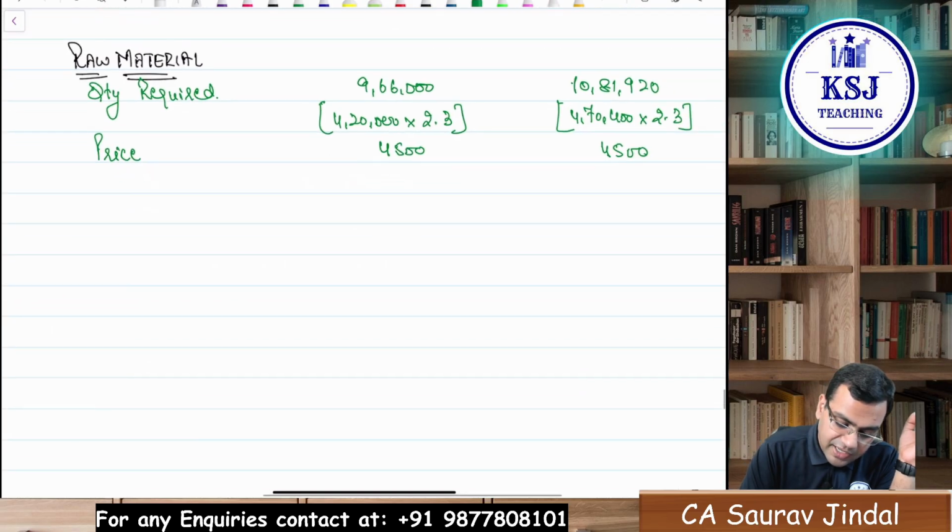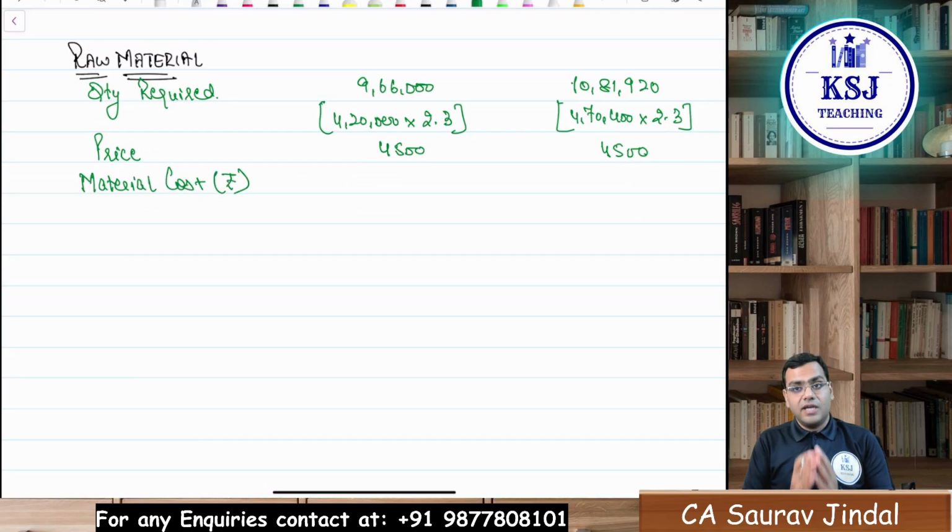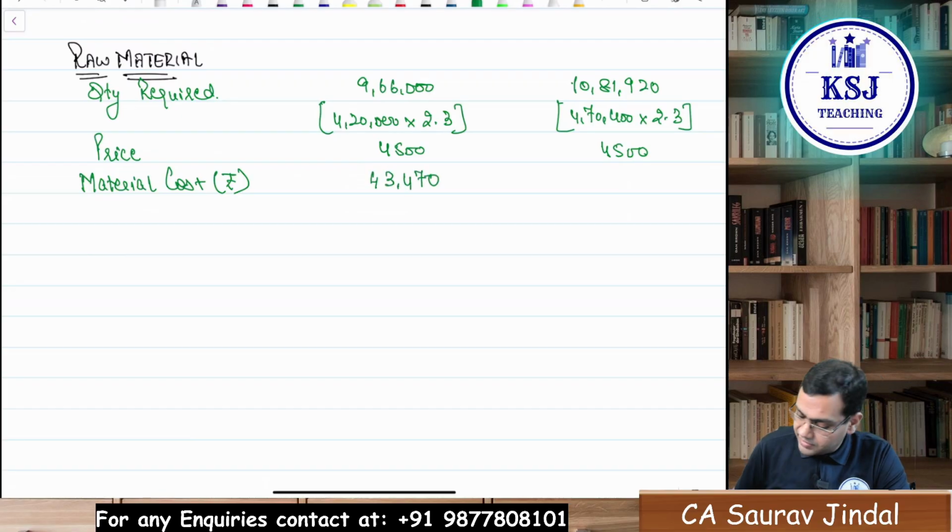So what will we get here? The material cost. That is in rupee terms. Again we are going to take rupees in lakhs because the value is going to be quite big. So 9,66,000 multiplied by 4,500 comes to 43,470.